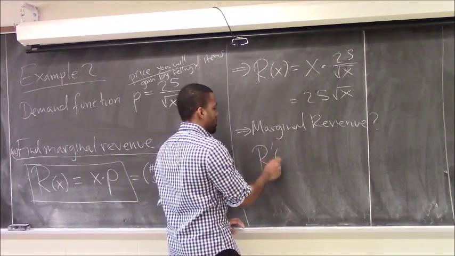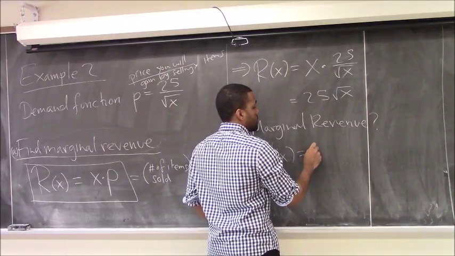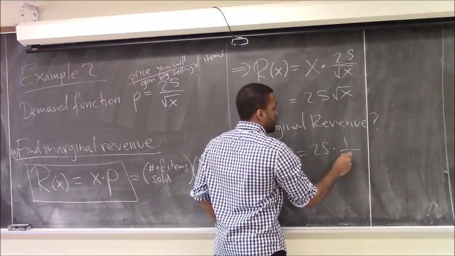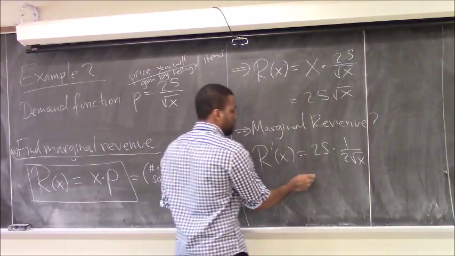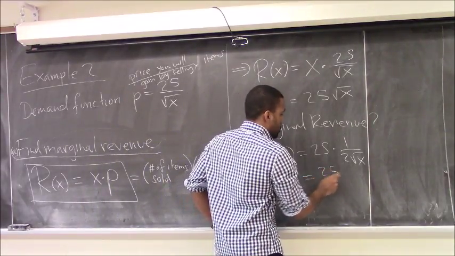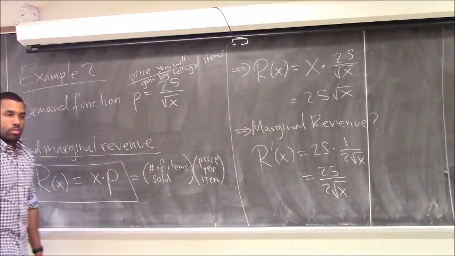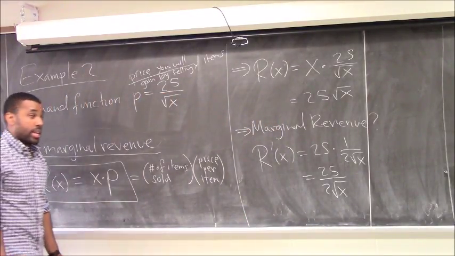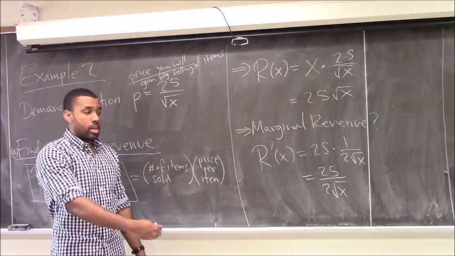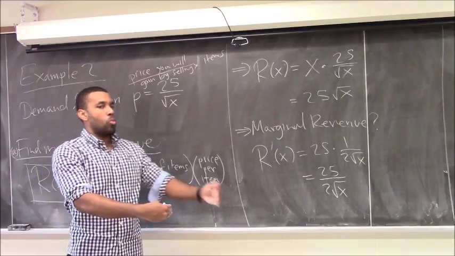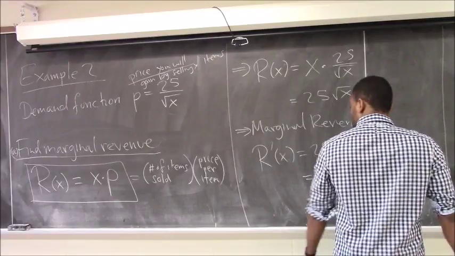Just the derivative. Which gives us 12.25 times 1 over 2 radical x. So that's my marginal revenue. In other words, one way I can interpret this is if I know the revenue I made by selling x of these items, how much revenue would I make by selling one more? What's the additional revenue that will come?